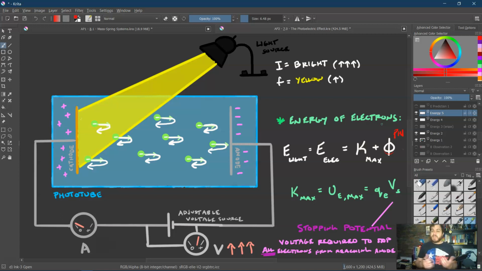Now, how can we figure out how much kinetic energy these have? Well, if it's just enough to stop them from making this gap, the kinetic energy that they are losing is being stored as electric potential energy in the field generated by these two plates. And we can calculate that by the charge of an electron times the voltage between the two plates. So how much electric potential energy do they gain, because that's how much kinetic energy they lost, will be equal to the charge of the electron, 1.6 times 10 to the negative 19 coulombs, times the stopping potential, whatever exactly that voltage is that causes this current to go to zero.